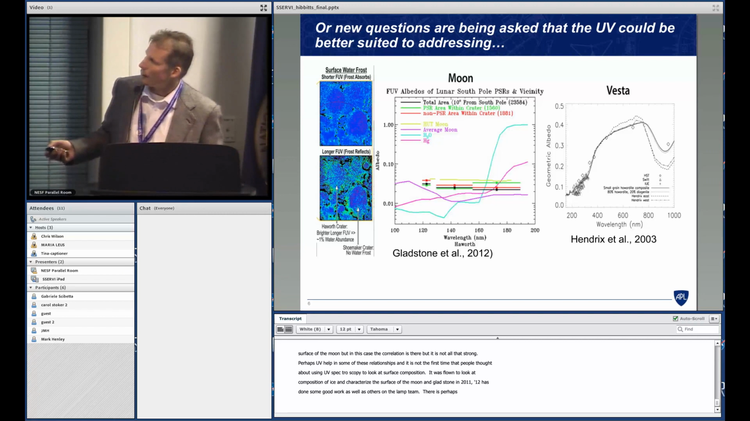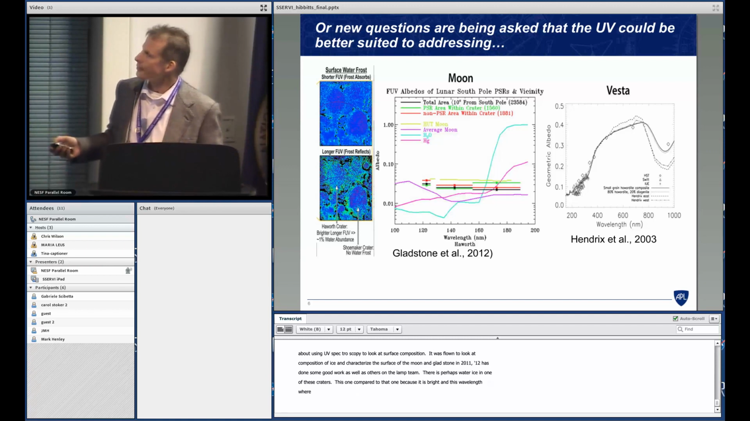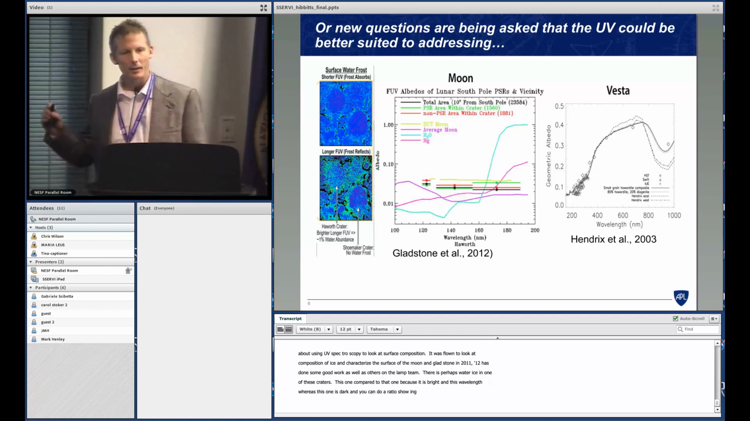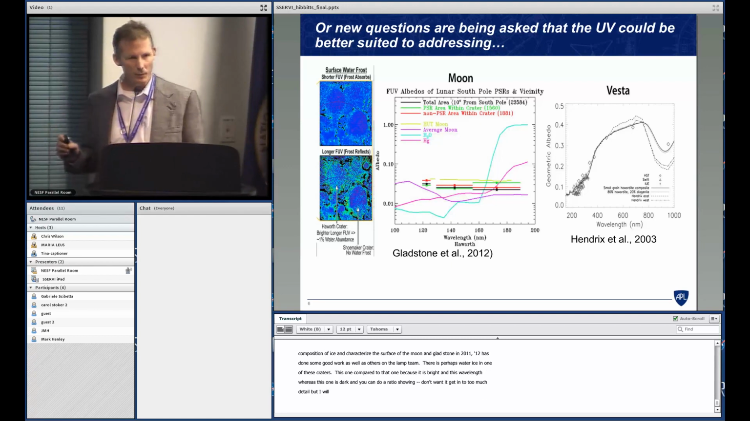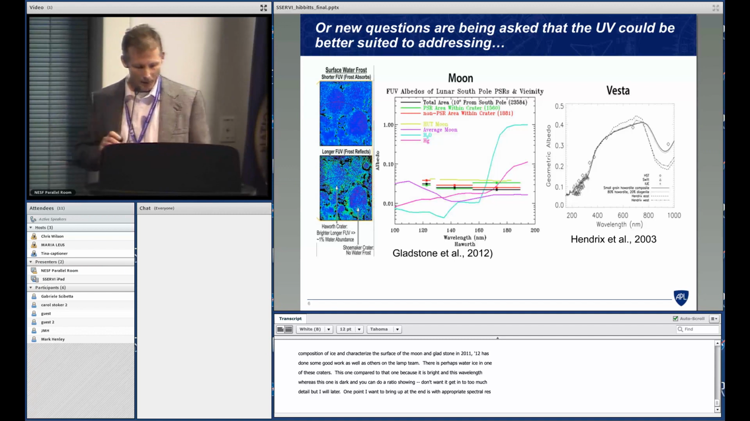This one compared to that one, because it's bright at this wavelength, whereas this one's dark. And you can do a ratio, showing, I don't want to get into too much detail, but I will later, that you can potentially find water ice using UV spectroscopy. And one point I want to bring up at the end is that with appropriate spectral resolution, you can actually tell the difference between ice and pelagic clays.